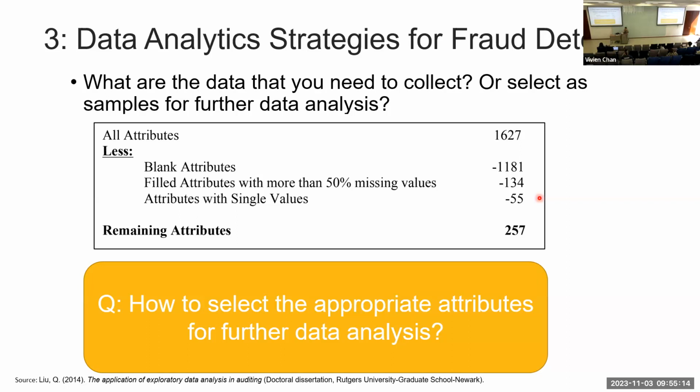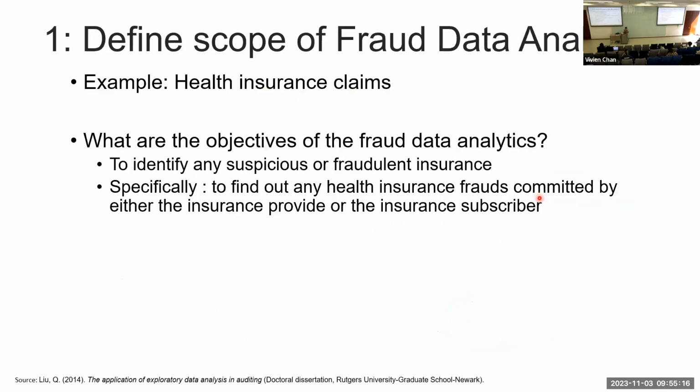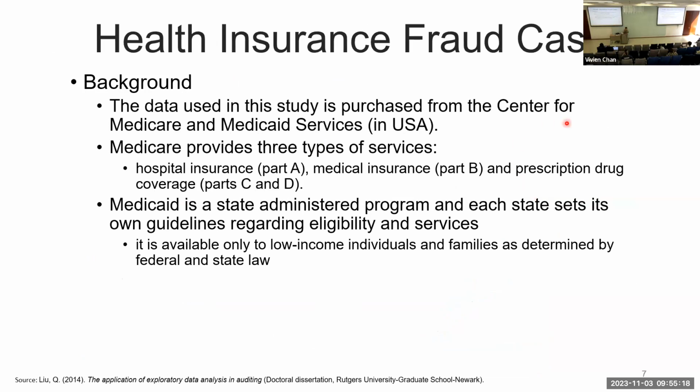So think about it: what is this data set about? This data set is a Medicare data set containing information of individuals and families, information related to the insurance. So what are the possible attributes included in this data set that might have a single value?